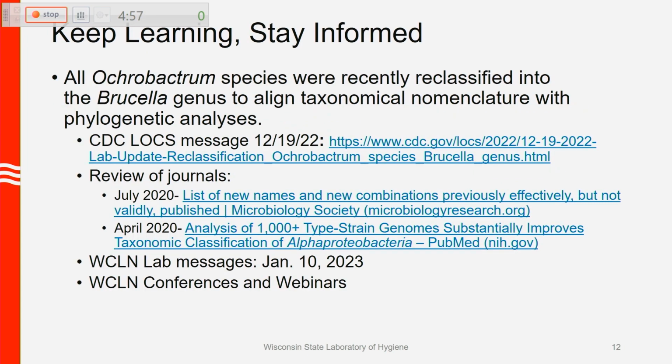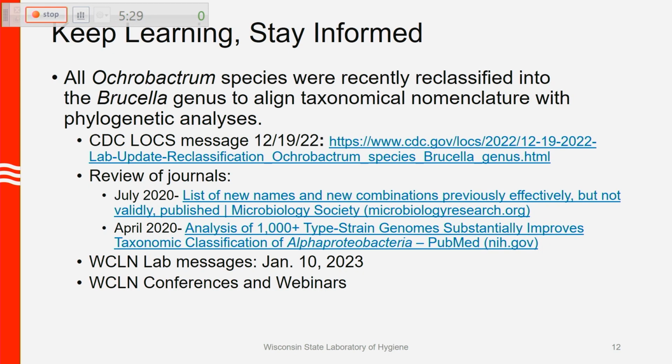So what can we do to help keep this from happening? Keep learning, stay informed, be aware, use those critical thinking skills every day when you're in the laboratory. Some things that we know is that all Ochrobactrum species, unfortunately to complicate this whole situation, were recently reclassified into the Brucella genus. They're very closely related, and through some deep sequencing analysis, they found that they've combined them all into one large genus.